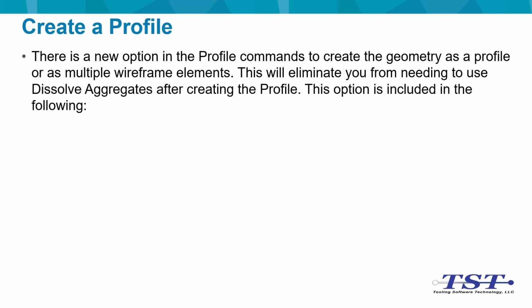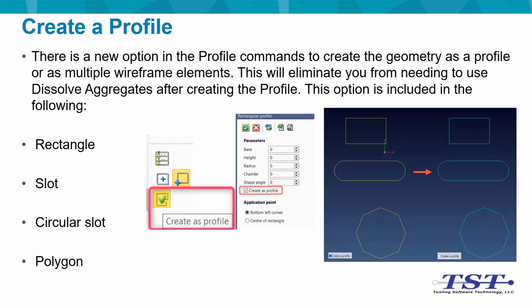So we're going to go into some of the new features within drafting and modeling. So within Create Profile, there's a new option to be able to choose whether you're going to create a profile or use dissolve aggregates and create that into wireframe. This option is included in rectangle, slot, circular slot, and polygon. So you can see we have this option to create as profile. If we uncheck that, it creates it as wireframe.